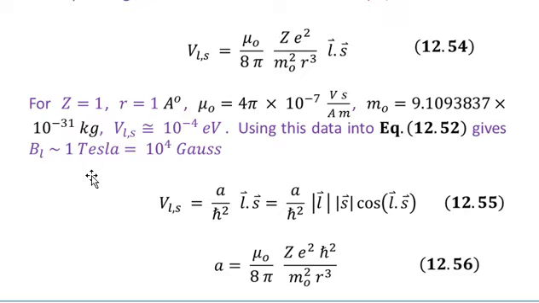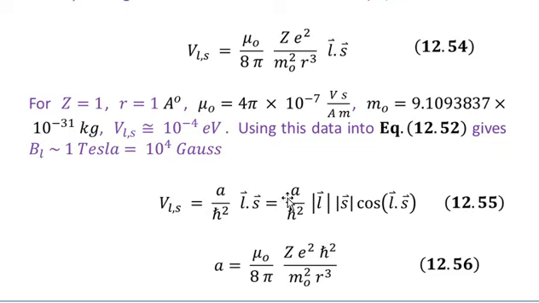So you see that this is the magnetic field produced in a hydrogen atom in its first orbit. When the electron revolves around the nucleus in its first orbit, the magnetic field produced at the location of the electron is of the order of 1 Tesla, or 10 to the power 4 Gauss. This is the magnitude of the magnetic field.